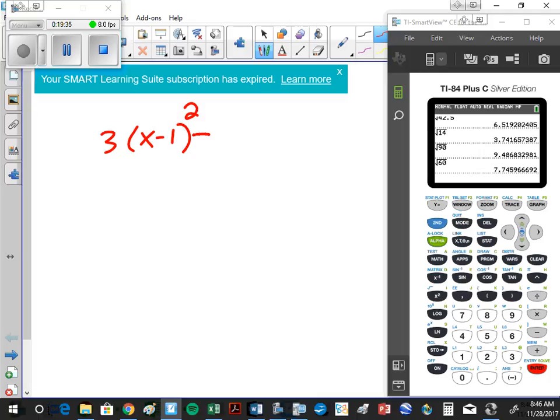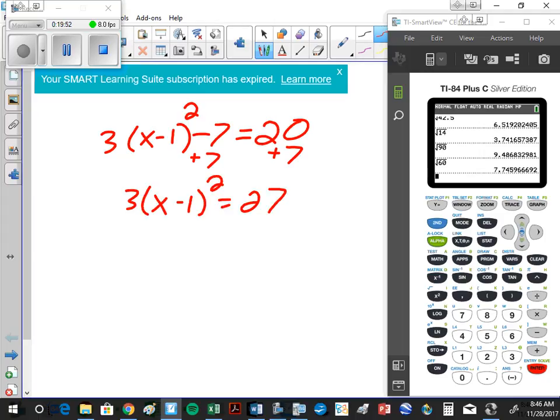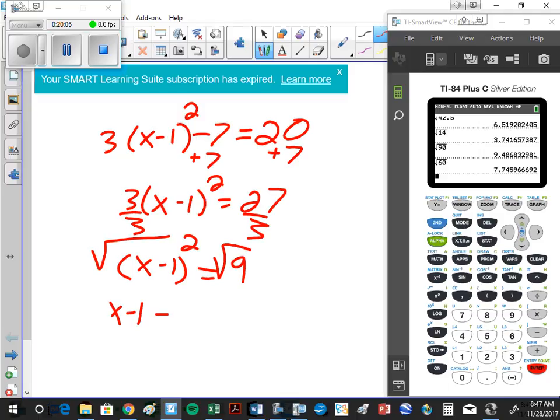let's do 3 times x minus 1 squared minus 7 equals 20. What should we do here? Add the 7. 3 times x minus 1 squared equals 27. Divide by 3. x minus 1 squared equals 9. Square root. x minus 1 is equal to plus or minus 3.